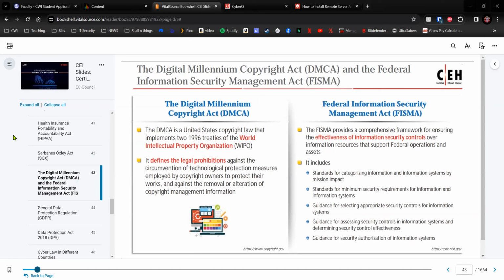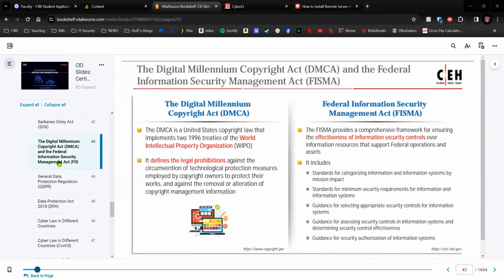And then FISMA provides a comprehensive framework for ensuring the effectiveness of information security controls over information resources that support federal operations and assets, which include standards for categorizing information and information systems by mission impact, standards for minimum security requirements for information and information systems, guidance for selecting appropriate security controls for information systems, guidance for assessing security controls in information systems and determining security control effectiveness, and guidance for security authorization of information systems.